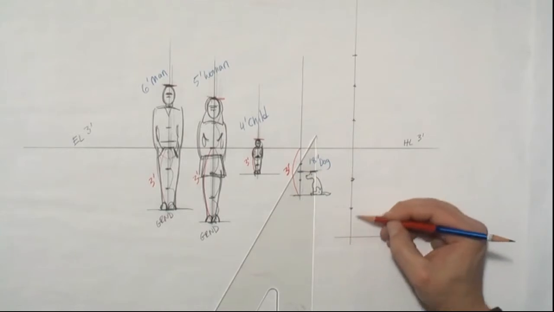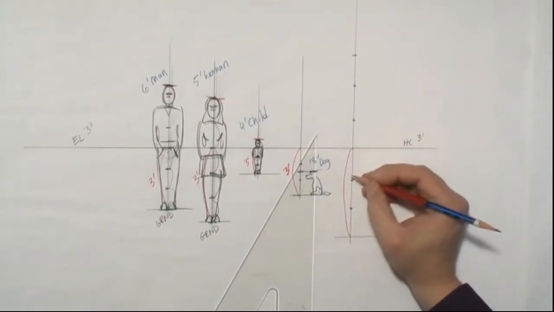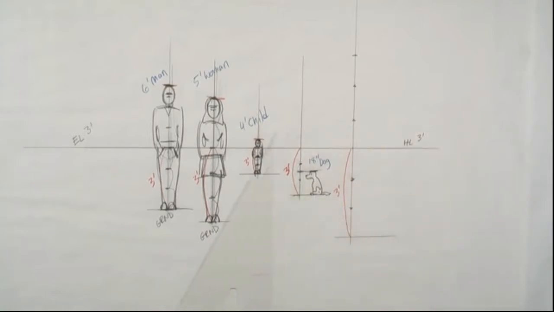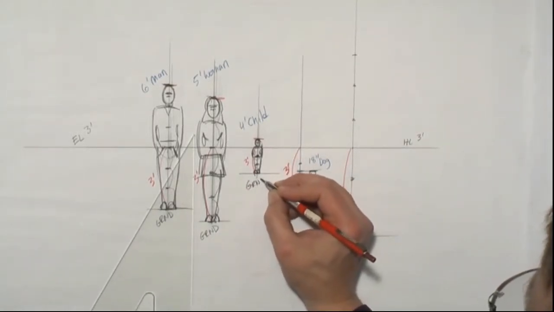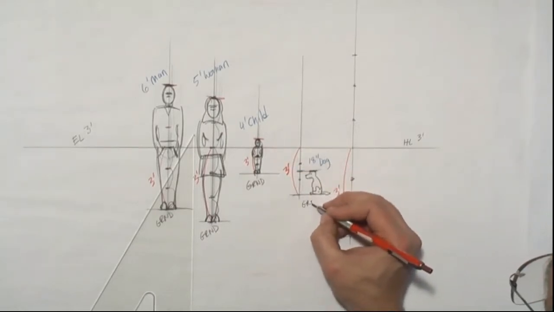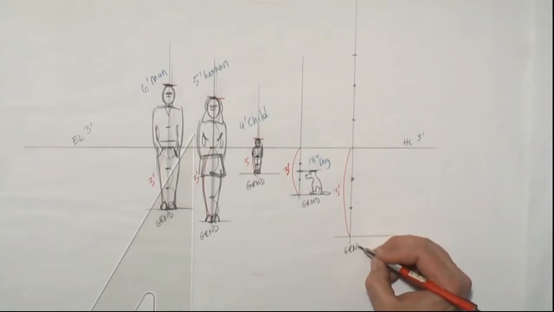Let's carefully point that out. 1, 2, 3 to the level there. So I'll go ahead and point that out as 3 feet, but this is the largest scale. Let me go ahead and write ground under here, ground under the dog, and ground under our large person.